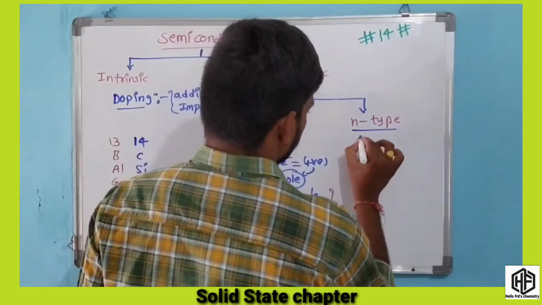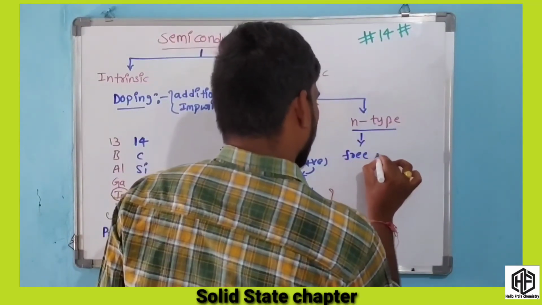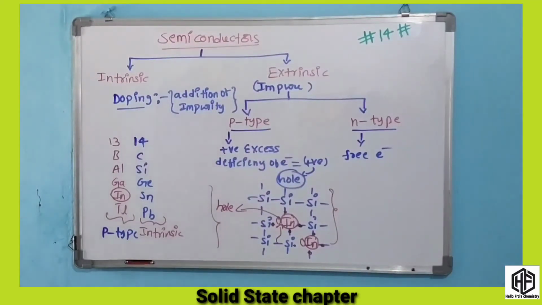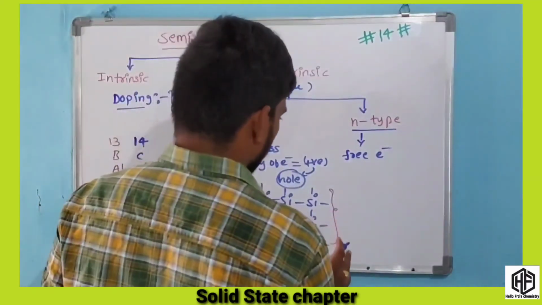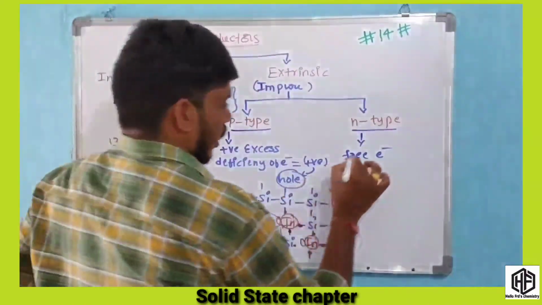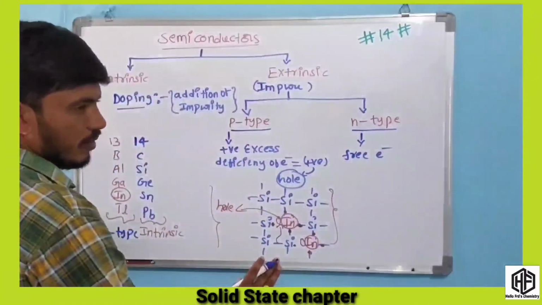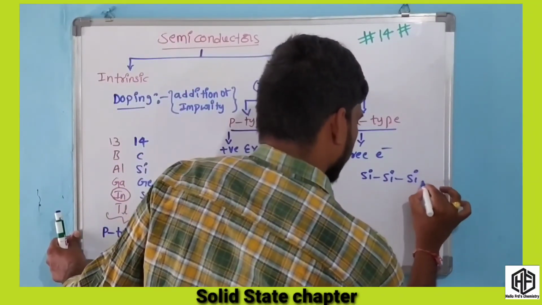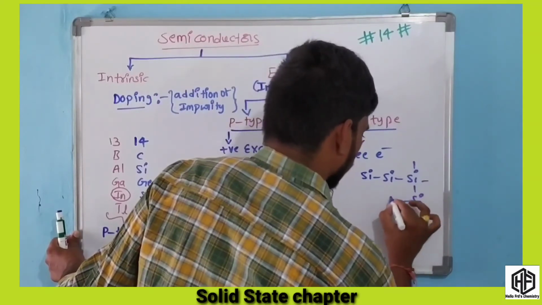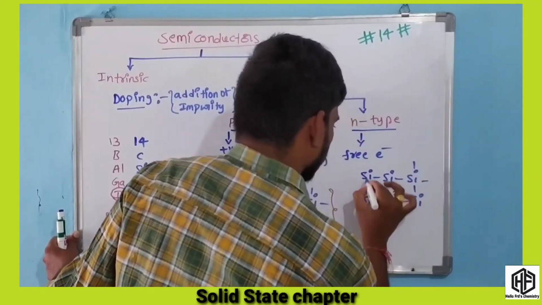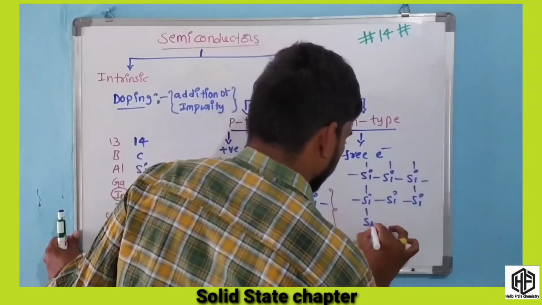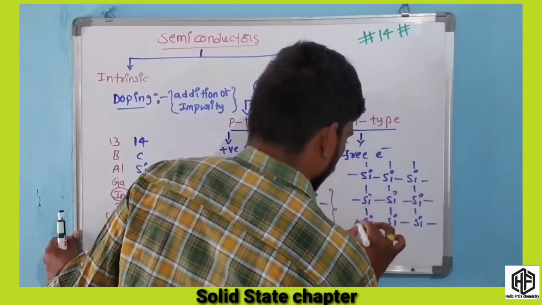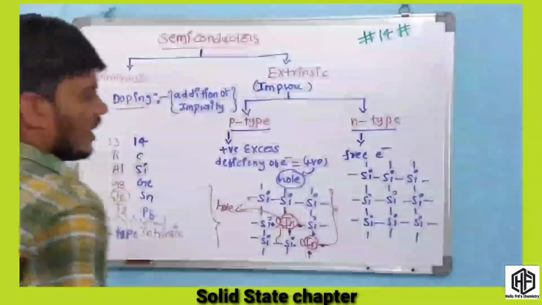Free electrons are present in that semiconductor. That semiconductor is called an n-type semiconductor. Now we are going to discuss this n-type semiconductor. I am representing the intrinsic semiconductor, like the silicon crystal lattice, like this. Okay friends, this is the silicon crystal lattice.